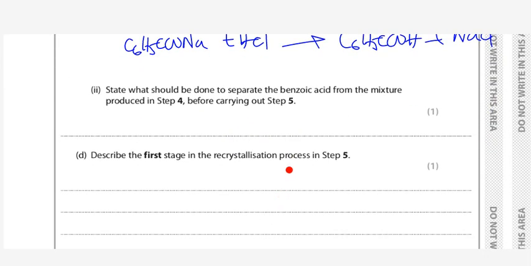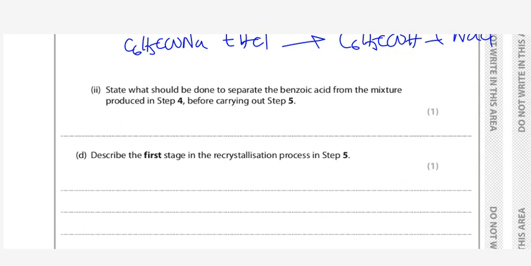Describe the first stage in the recrystallization. You have to dissolve the solid in a minimum amount of hot solvent. The solvent is water here, right? So dissolve the solid in a minimum amount of hot water. Why minimum? If you add excess, then what happens? You will not form crystals again unless you heat again to evaporate the excess water. When there's excess water, crystals won't form.